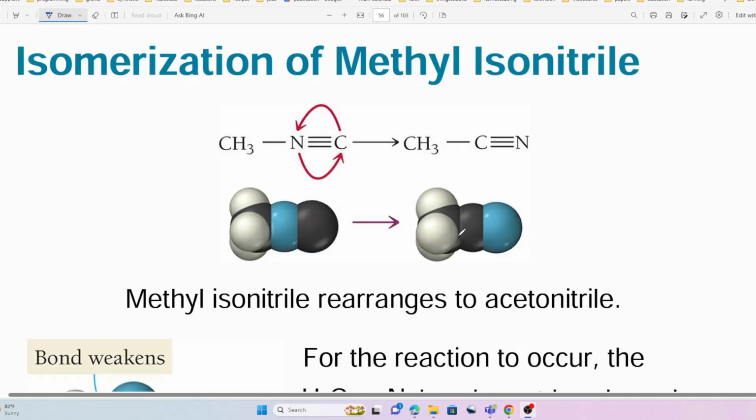Here we have another example reaction, the isomerization of methyl isonitrile. Here we have a methyl group attached to a nitrogen, which is triple bonded to a carbon. This is methyl isonitrile. If heat is added, this molecule can rearrange such that the carbon becomes connected to the methyl group and the nitrogen is now on the end. So it's just a rearrangement reaction. So it's a good one to examine when we're talking about this energy barrier.